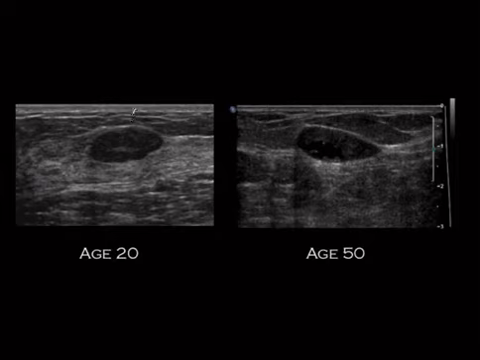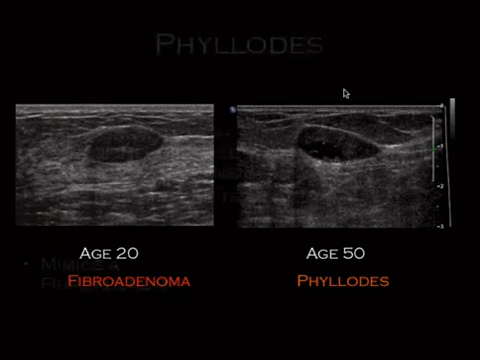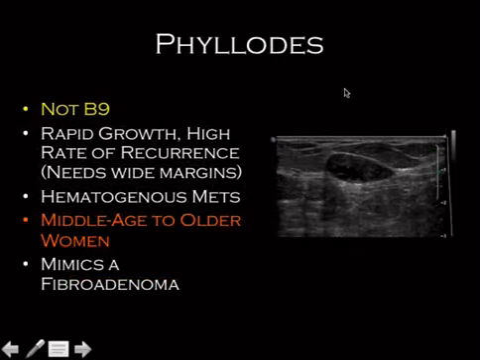Side by side, these are path-proven cases. This was a path-proven fibroadenoma, and this was a path-proven phyllodes tumor. So the take-home point here is that if you see something that looks like a fibroadenoma, but the patient is 50 or 60 years old, don't call it a fibroadenoma, you call it a phyllodes tumor. And these are not benign. I know this is a lecture on benign entities. This is the one entity that I'm going to show that is not benign.